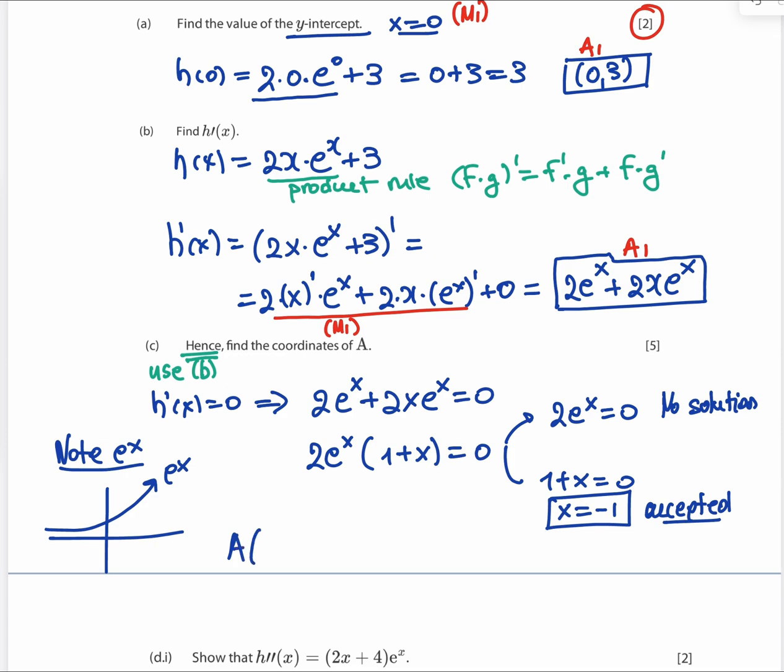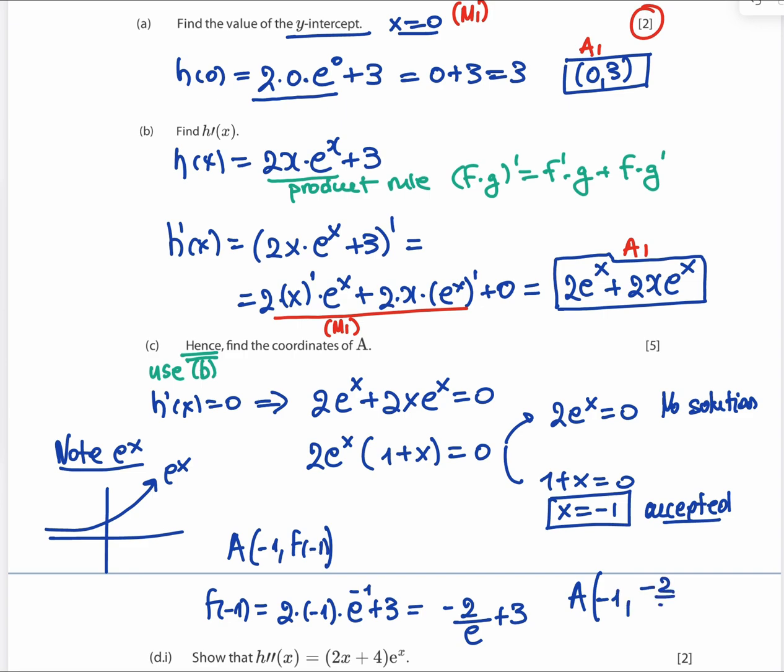So point A is going to become (-1, f(-1)), with f(-1) equal to 2 times -1 times e to the -1 plus 3. That's going to give me -2, and e to the -1 becomes 1 over e, plus 3. Therefore, the final answer is that A will have coordinates (-1, -2/e + 3), and then put that in a box, and we're good.